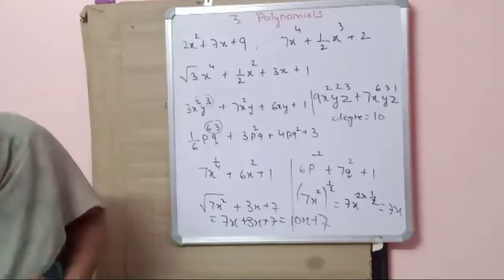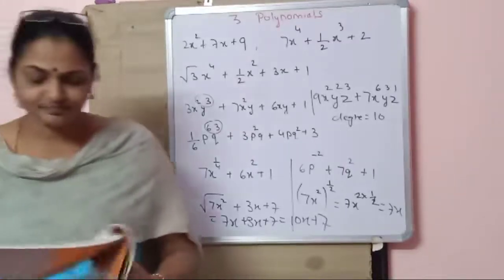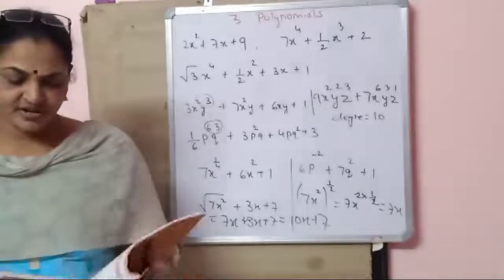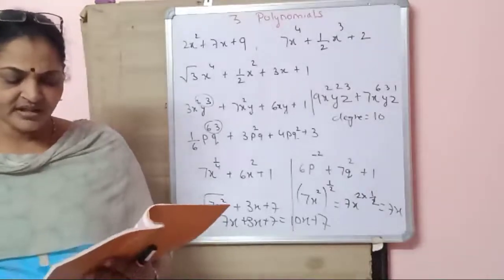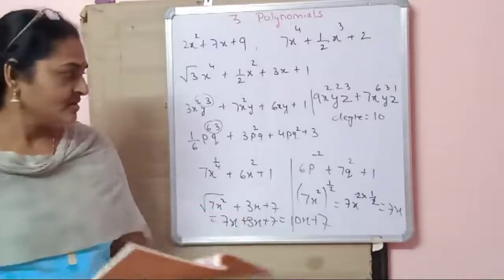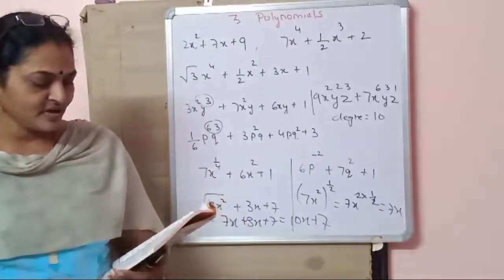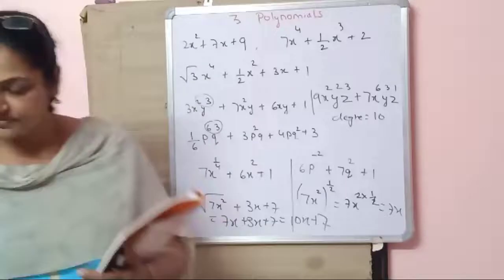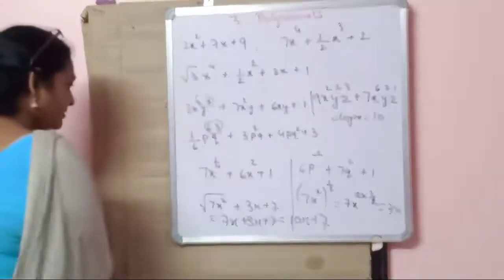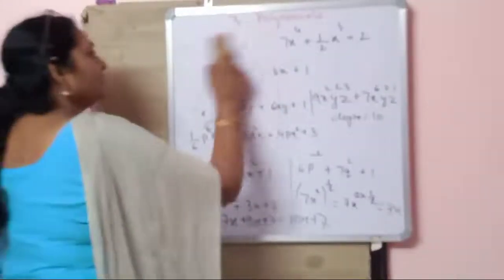Okay students? So got this thing clear everyone? Okay. Then there are three types of polynomials. The polynomial which has only one term is called a monomial. Only one term is there, that is a monomial.